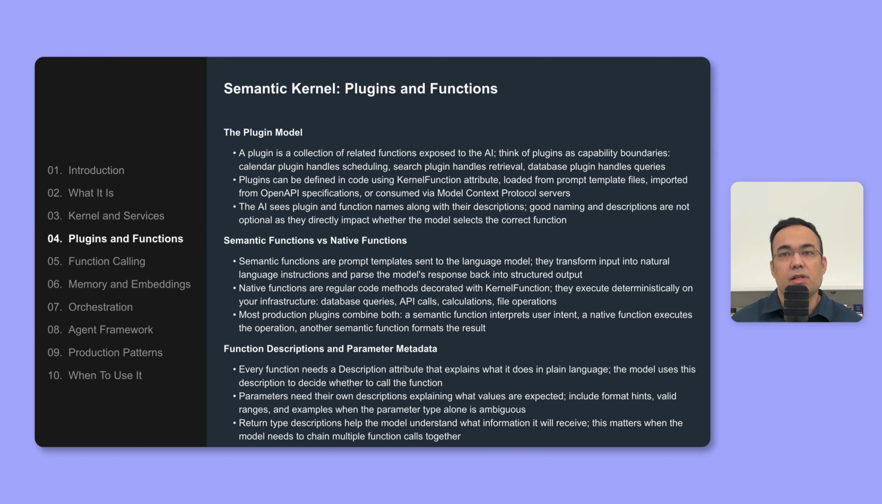For function descriptions and parameter metadata, every function should have a description attribute that explains what it does in plain language. The model uses this description to decide whether to call the function or not. Parameters need their own descriptions explaining what values are expected. You should include format hints, valid ranges, and examples when the parameter type alone could be ambiguous. Return type descriptions help the model understand what information it will receive, which matters when the model chains multiple function calls together. Now let's see how the AI actually invokes these functions through function choice behavior.